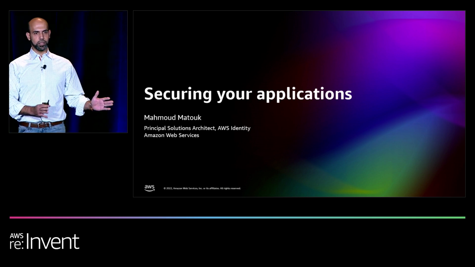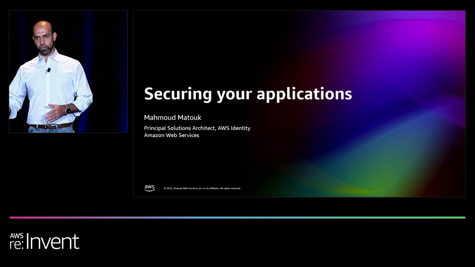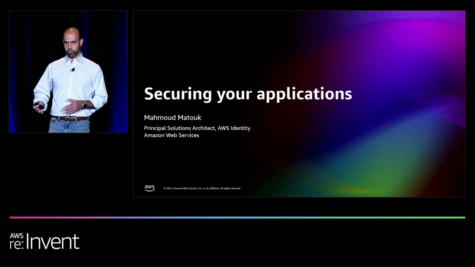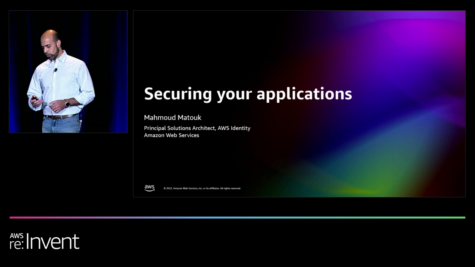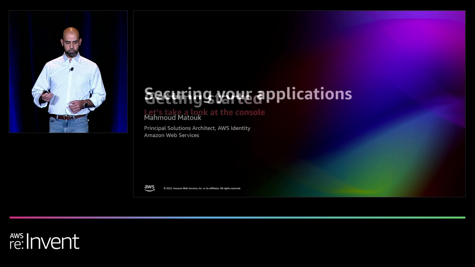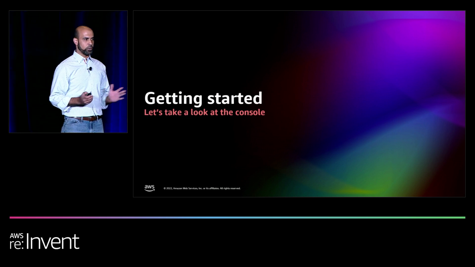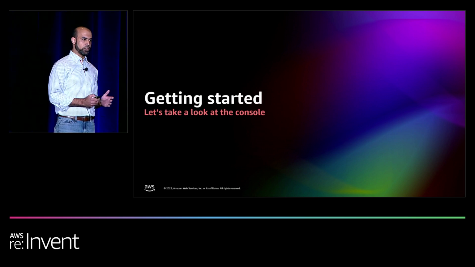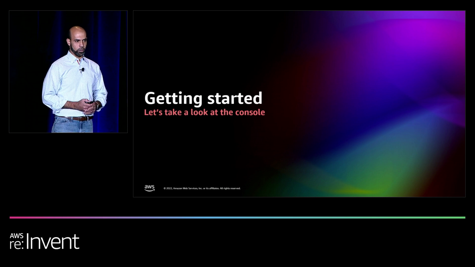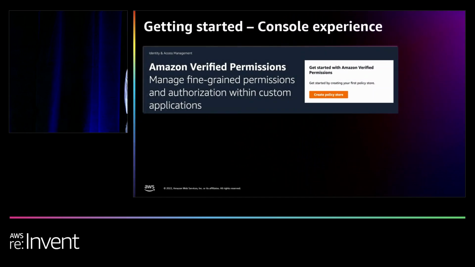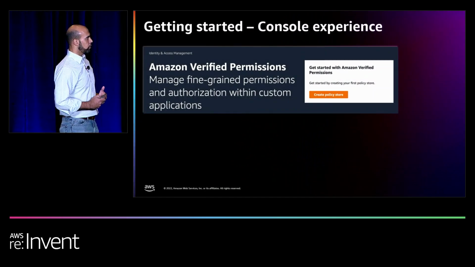And in this section of the session, we will be looking at how to get started with Amazon Verified Permissions and what it looks like to build an application that integrates with this service. I will first go through a quick walkthrough into the console and the first few steps to get started. And then we will look at a demo application and a few authorization scenarios and how to integrate with this from your code.